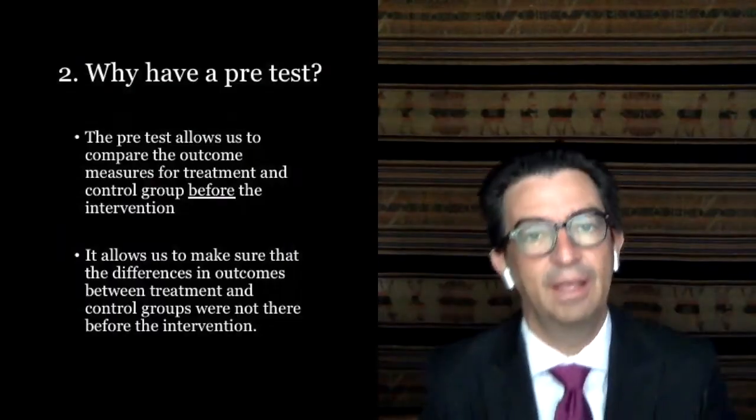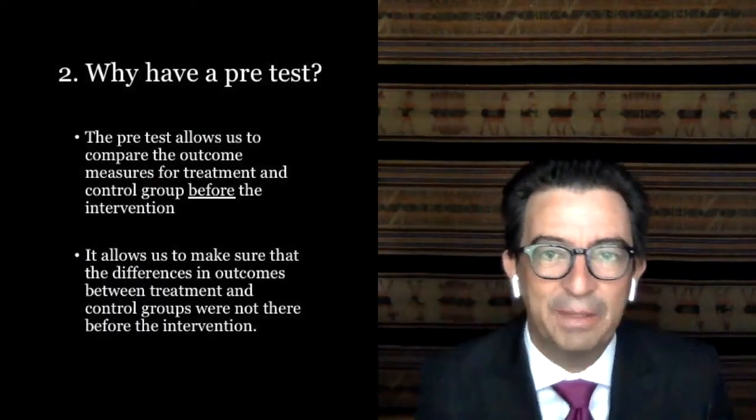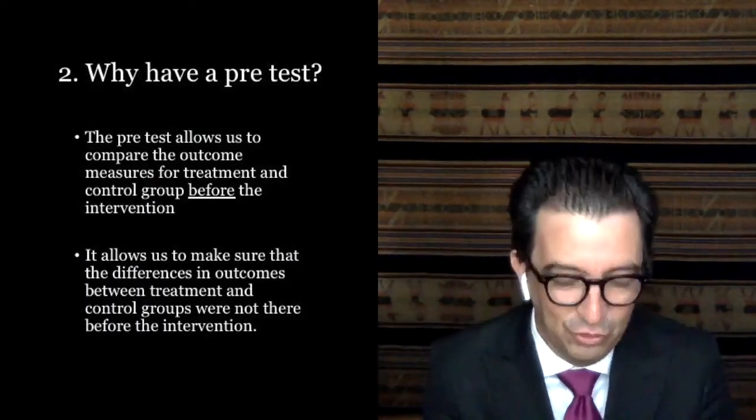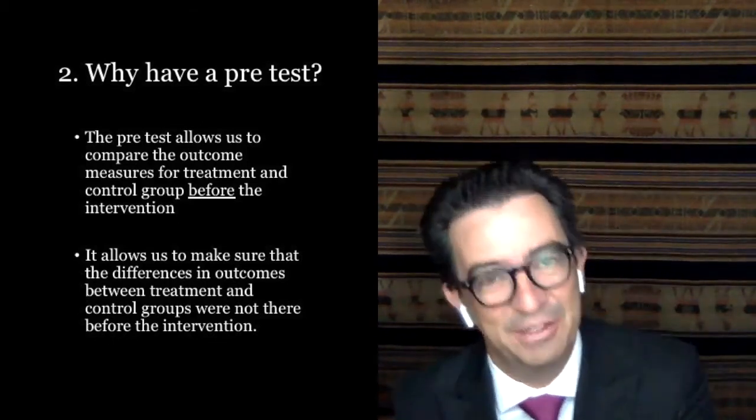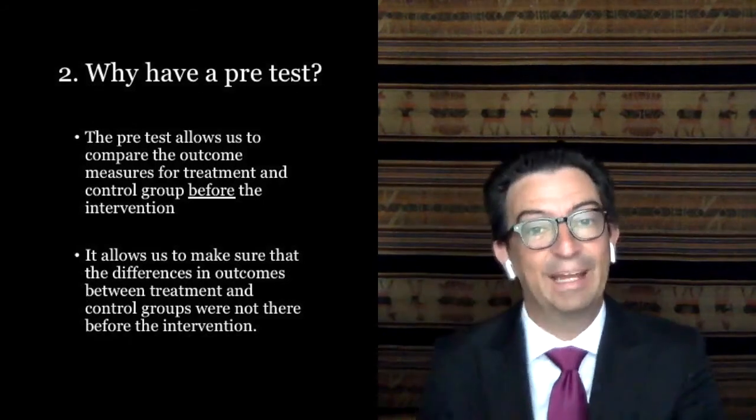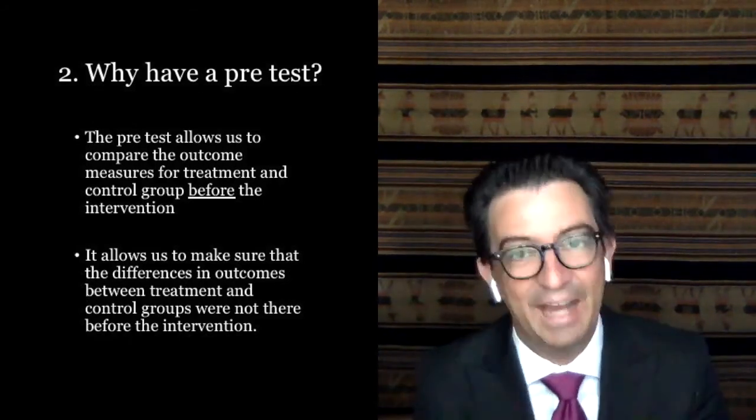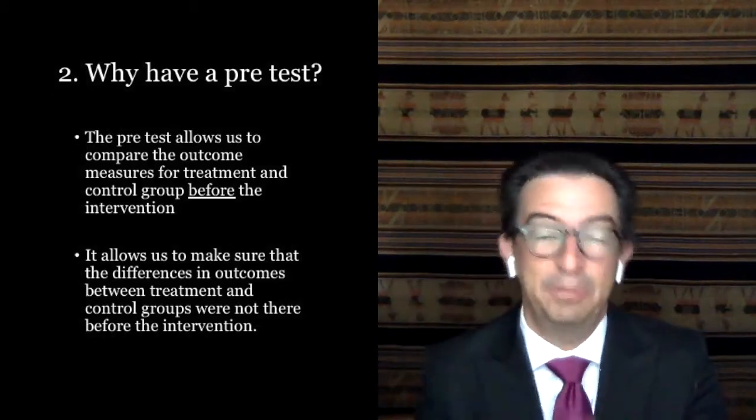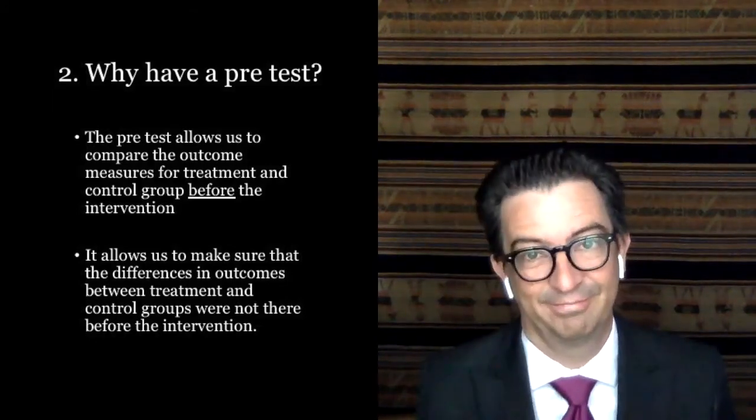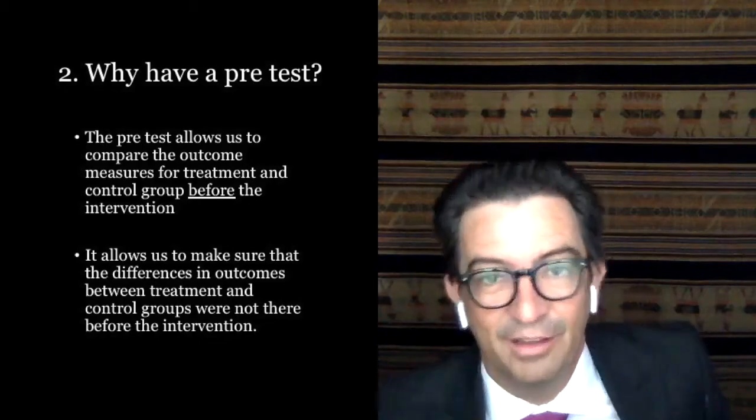Now we turn to the second component. Why do we have a pretest? The pretest allows us to compare the outcome measures for treatment and control group before the intervention. So it allows us to make sure that the difference in outcomes between the treatment and control groups was not there before the intervention. And this is a key component in the criteria for nomothetic causality.